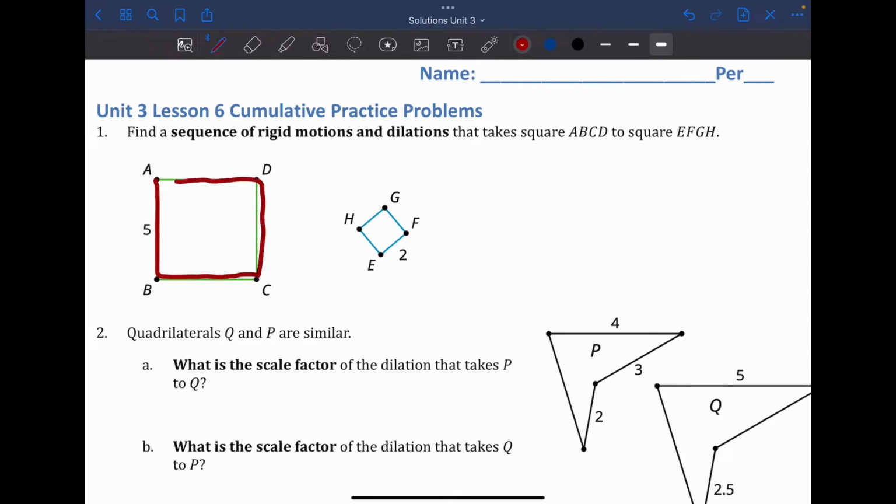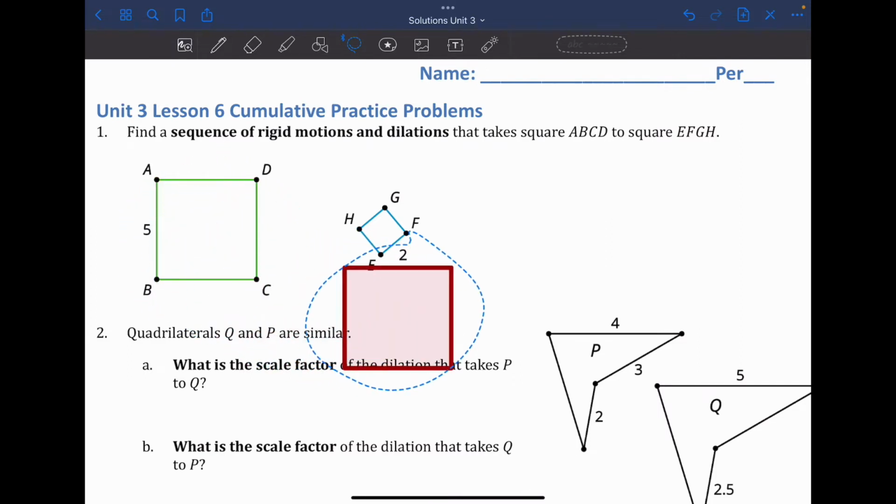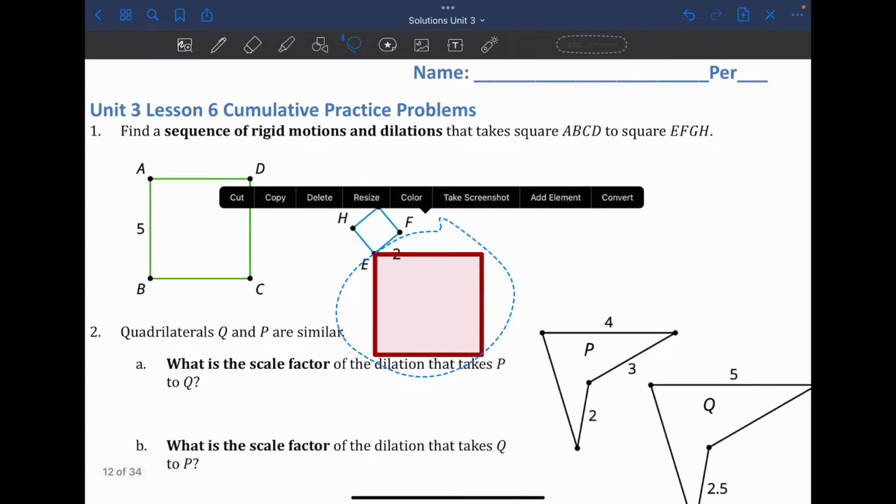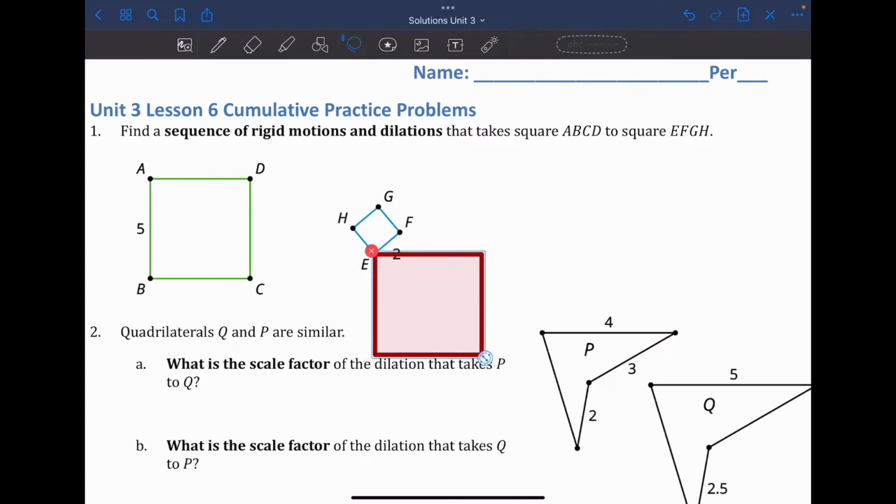So I'm going to trace my shape here, see if I can get it kind of square. It's not entirely square, but it's close enough. The idea is that we want to move this here. We're probably going to end up rotating. So let's resize. If I rotate this, I'll rotate it so it'll line up. I'm probably going to have to reflect around here.